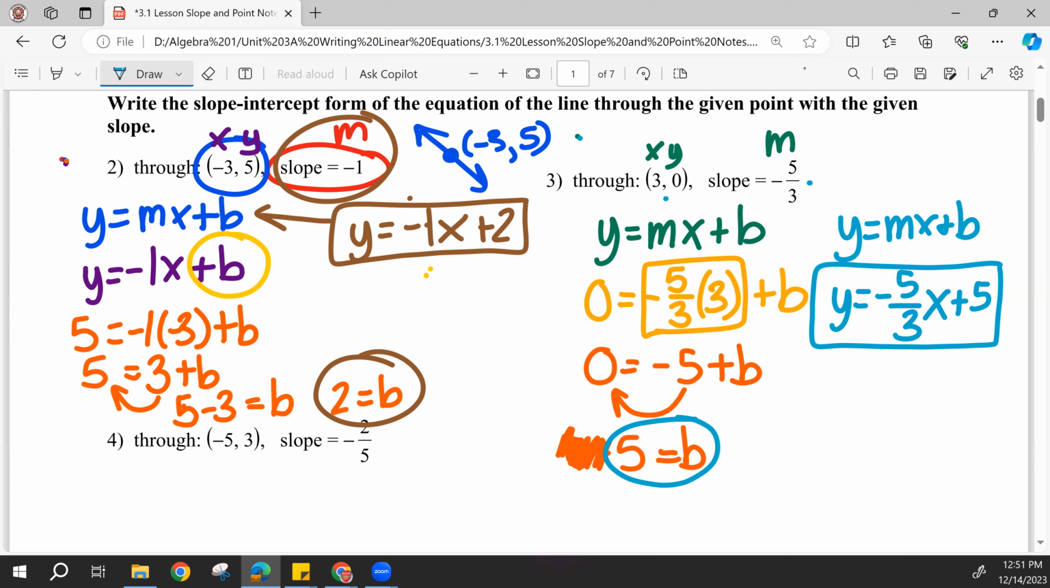So if we were to graph this line, it would go through the point 3, 0. I'm going to do one more.